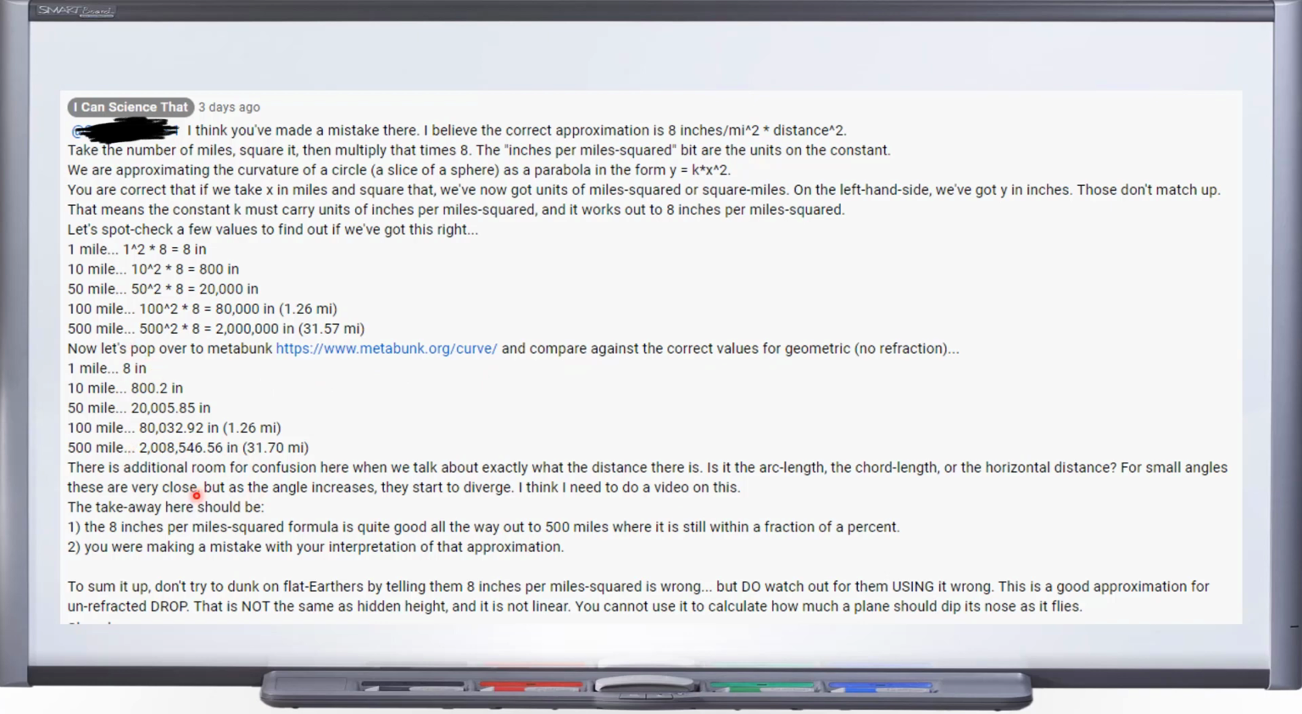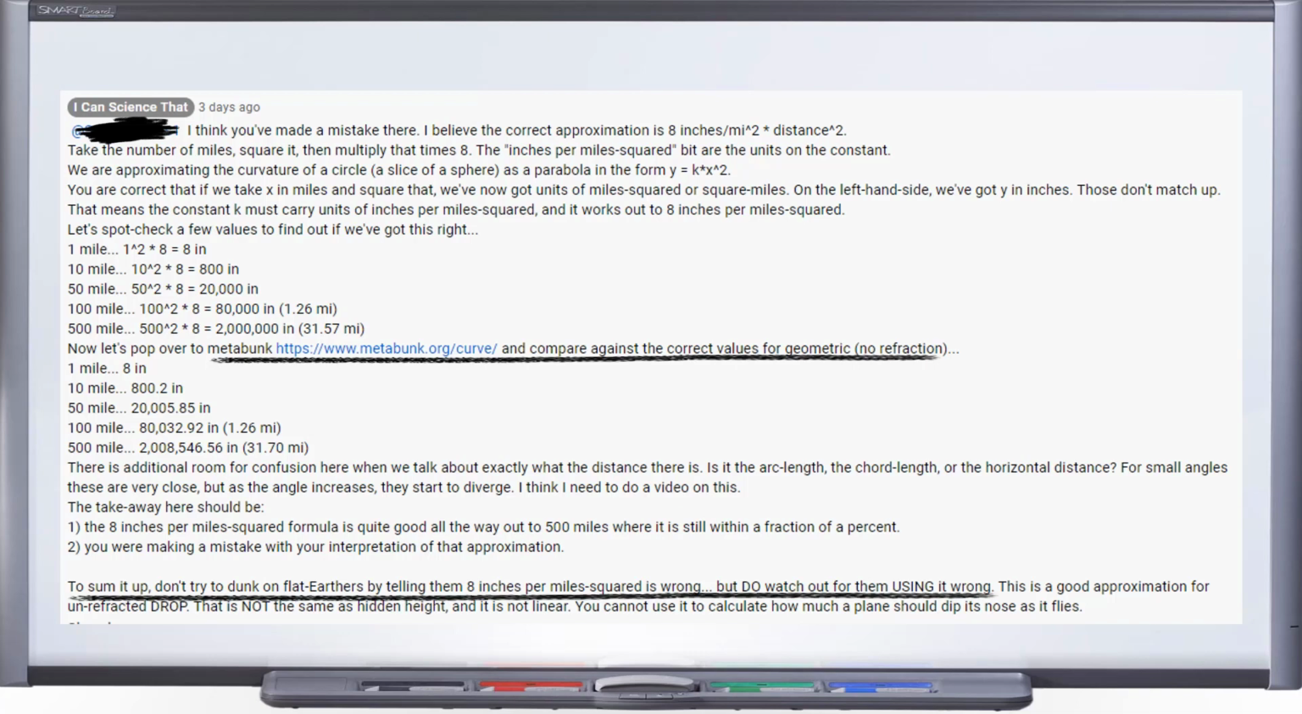Okay, and then I went on to say there are different ways to measure it. At that point, I checked it out to 500 miles, and it was still within less than 1%. So I think that's a pretty darn good equation. Once again, stressing, watch out for them using it wrong. Now, I pointed out Metabunk's curve calculator. That'll be interesting on the next slide.